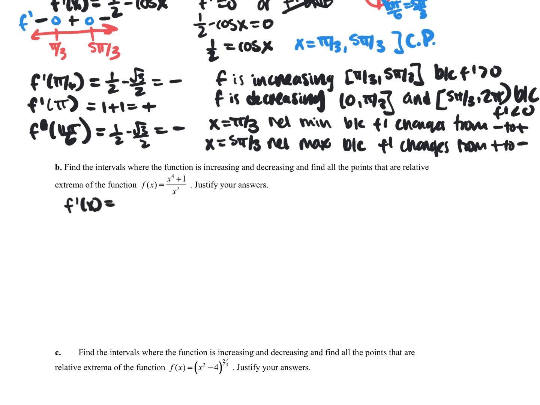To take the derivative of this, what am I going to have to use? Quotient rule. So low, d high, plus high, d low, all over the square of what's below. So it'll be x to the 4th.